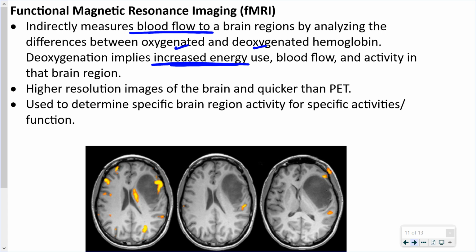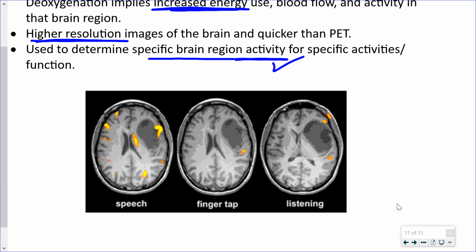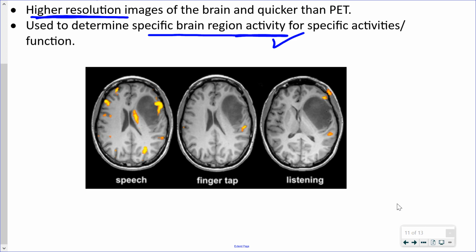So this one here, again, is more similar to the MRI when comparing it to the CT scan. We get a higher resolution image of the brain. So comparable to the PET, only this one is going to be a little bit better. So it is used to determine specific brain regions and what their activity is that is associated with performing different functions.